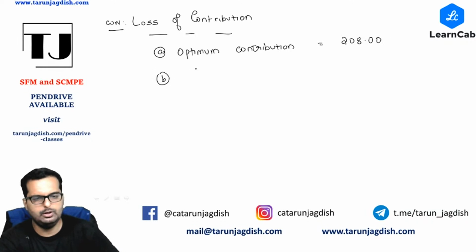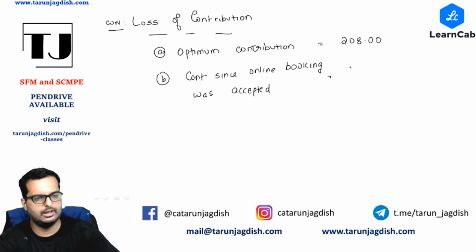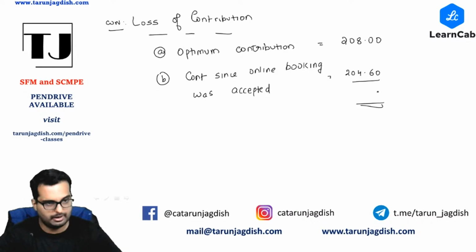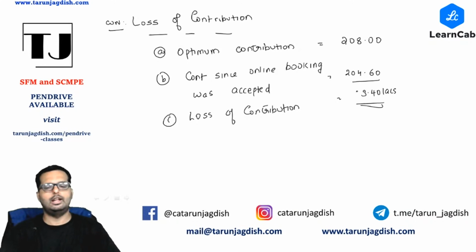Point number B would be contribution since online booking was accepted. That turns out to be how much? 204.60 lakhs. So 208 minus 204.6 lakhs would give you the answer as 3.40 lakhs. This is what I will call loss of contribution. I'll give you a minute, please write down, then I'll go to the next part.